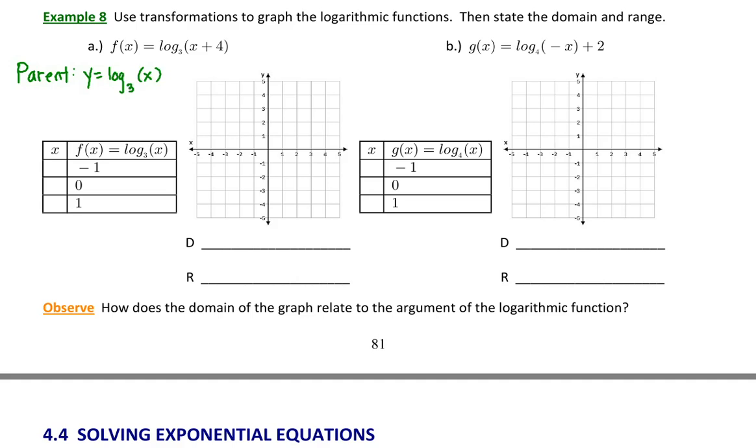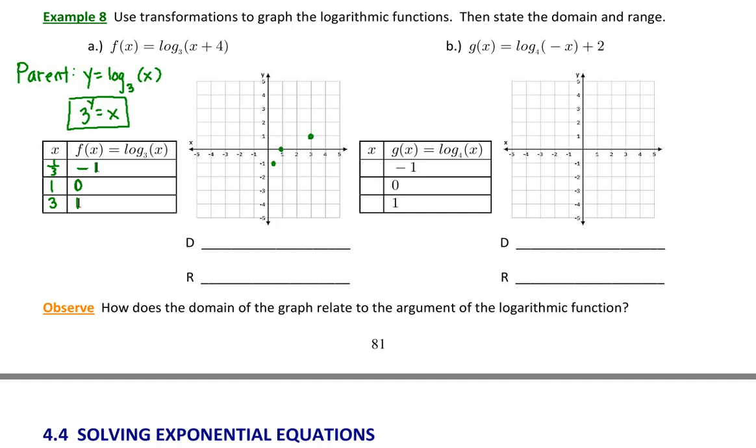If we convert that into exponential form, we'd have 3 to the y equals x. So I'm going to use this to generate the 3 key points on our parent function. If y is -1, x would be 3 to the -1 or 1/3. If y is 0, x would be 3 to the 0th power or 1. And if y is 1, x would be 3 to the 1st or 3. So those are the 3 key points for our parent function: (1/3, -1), (1, 0), and (3, 1).